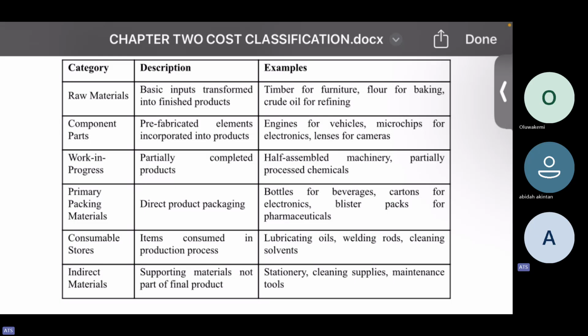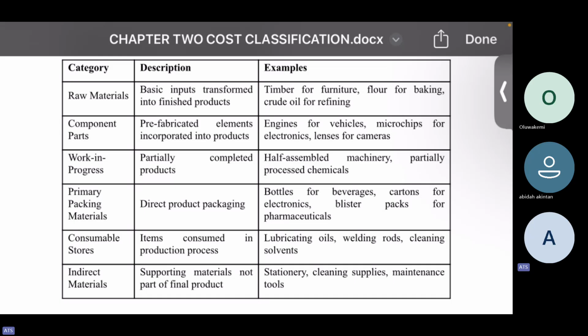So in our scenario as fashion designers, your fabric is what will stand as your raw material. It is the basic input. It is that fabric you transformed into a dress. However, you needed some components to make it whole. So that's where the zip, the thread, the buttons come in. Those are component parts. They are complementary elements incorporated into the product.